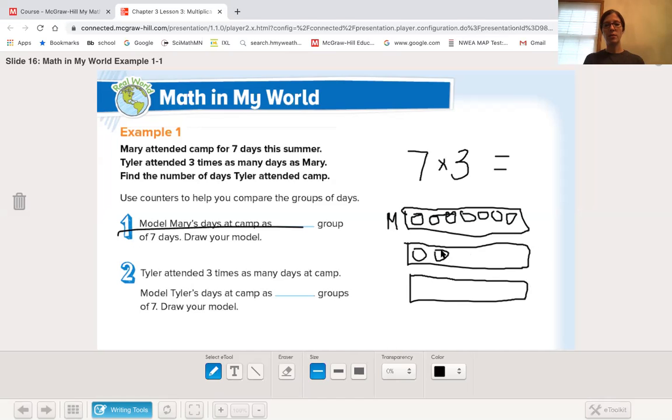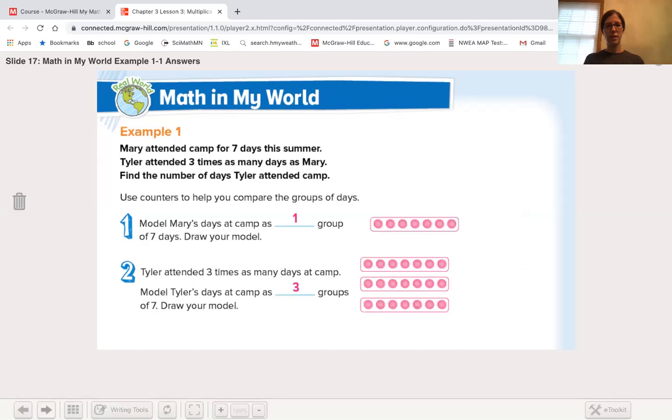And what would 7 times 3 be? 7, 14, and you guessed it, the fabulous number 21. So 7 3 times with counters is 21. So Tyler must have gone 3 groups of 7 to be 21. Mary had 1, Tyler had 3.